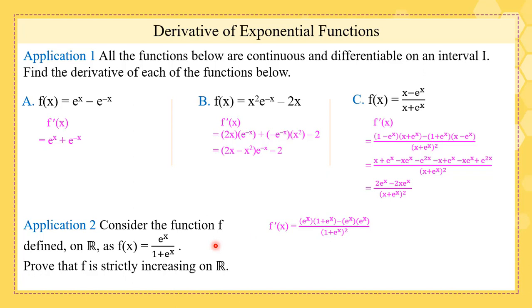So the derivative in this case is, this is of the form u over v. It is u prime v minus v prime u over v squared, which is e^x plus e^2x minus e^2x, which is e^x over this quantity. This is strictly positive, so we can say that f is strictly increasing.